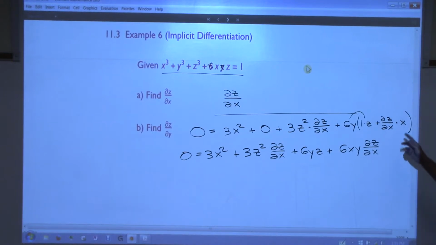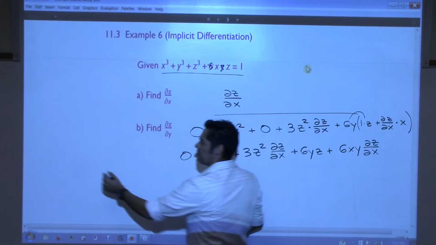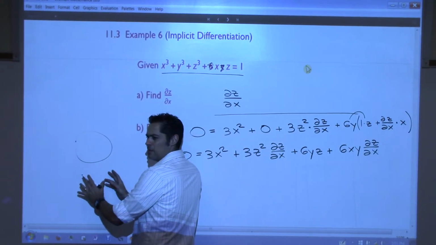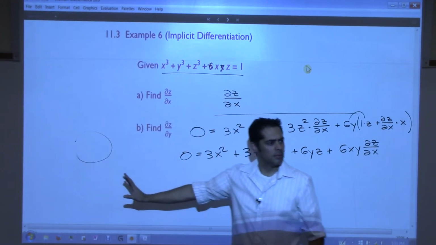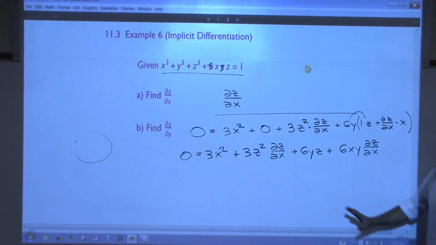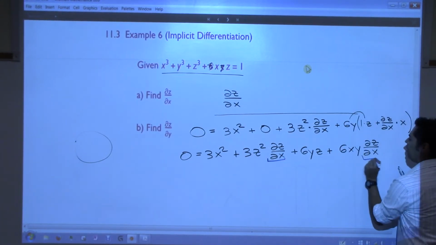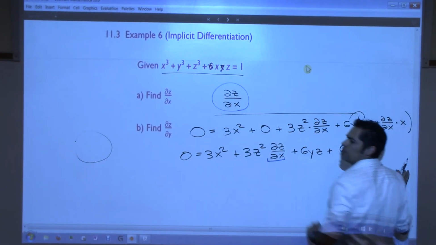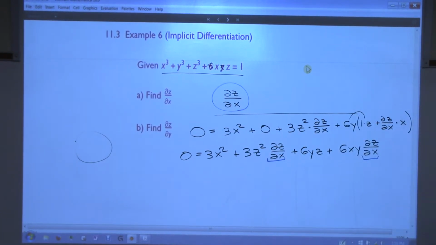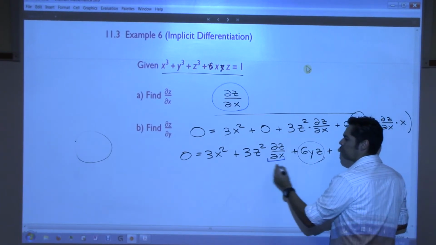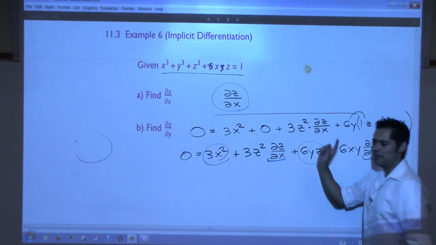Now, what did we do when I was showing you that circle one just a second ago and we did the whole partial thing? Didn't we isolate the y prime? We got it by itself on one side of the equation? That's what I'm doing now. When I isolate the partial z with respect to x, which is what I was trying to find, right? Let's get that by itself. So why don't we move everything else that doesn't have that to the other side of the equation? So let's move this, and let's move this to the other side.